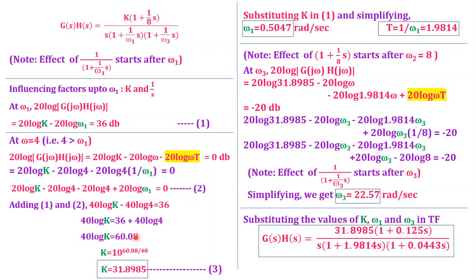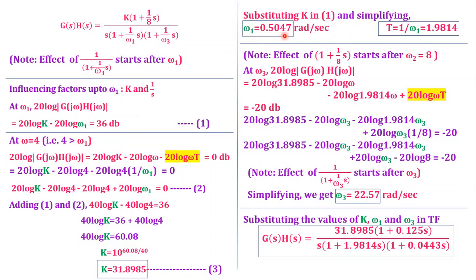So 60.08 by 40 is log k. Therefore k is 10 to the power of that. If we use the calculator, k is equal to 31.8985. Now I know the value of k. This I can substitute in equation 1 and simplify to get omega 1. That is what I have written: substituting k in 1 and simplifying.